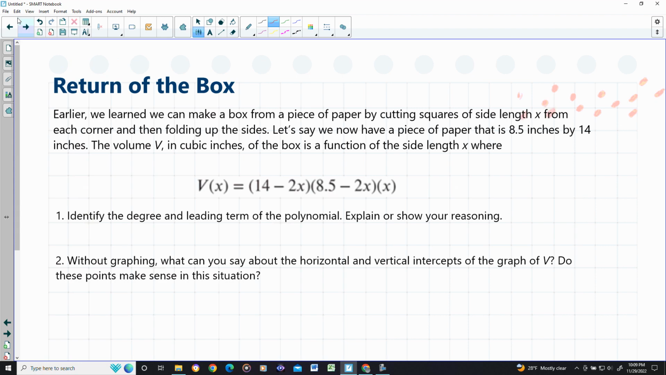Okay. Oh, Return of the Box. Ooh, I was looking forward to the sequel. Sequels are never as good as the original, though. Unless you're The Godfather.